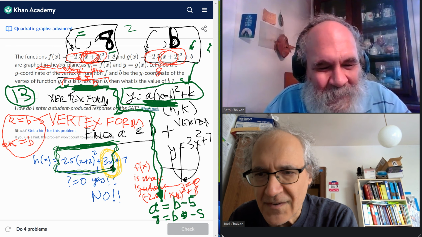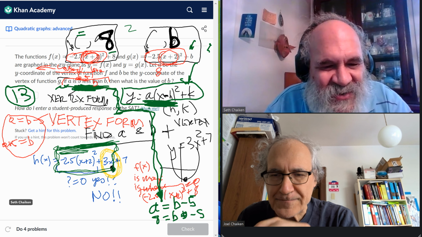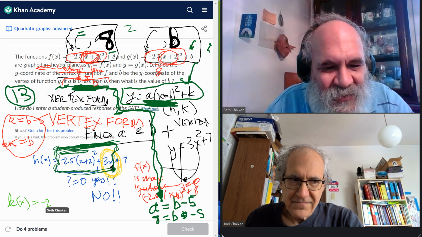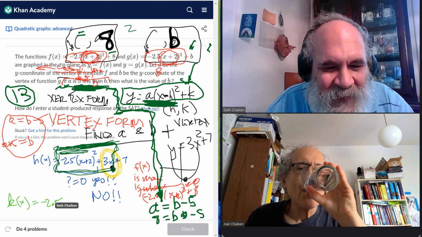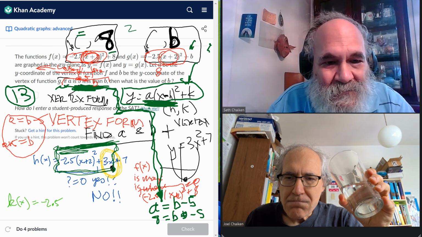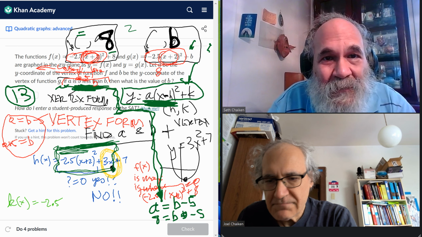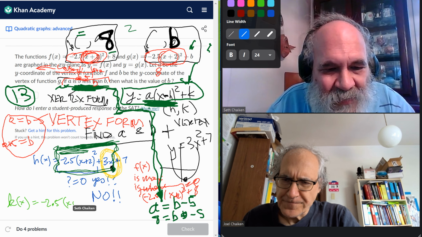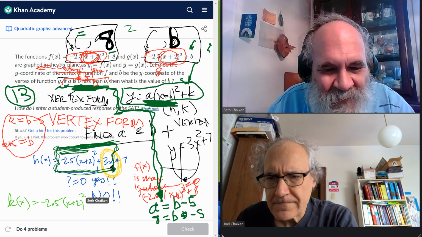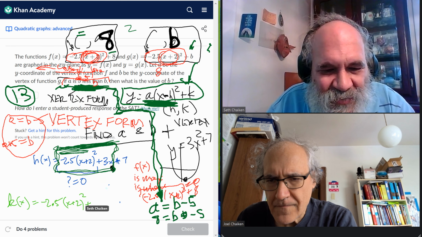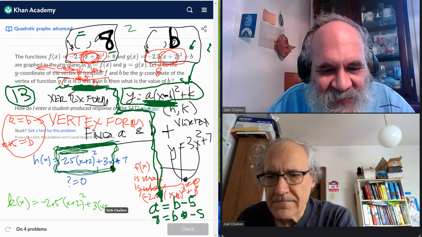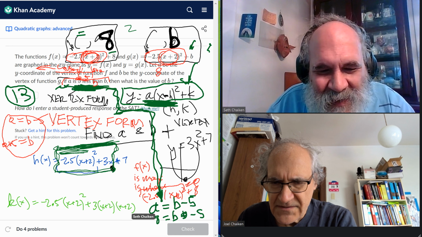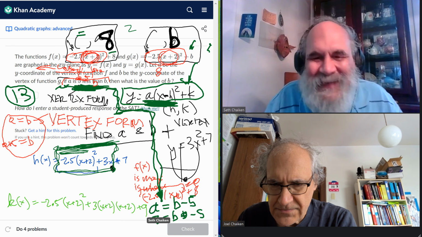It'd be even more tricky. What if they did this? This whole thing here is always negative. g of x is equal to minus 2.5 times (x plus 2) squared plus 3 times (x plus 2) times (x plus 2) plus 9.